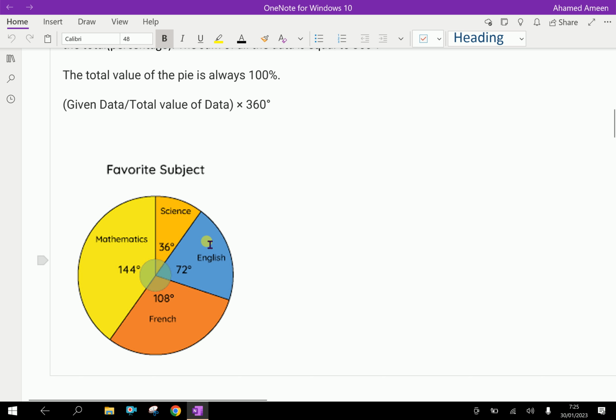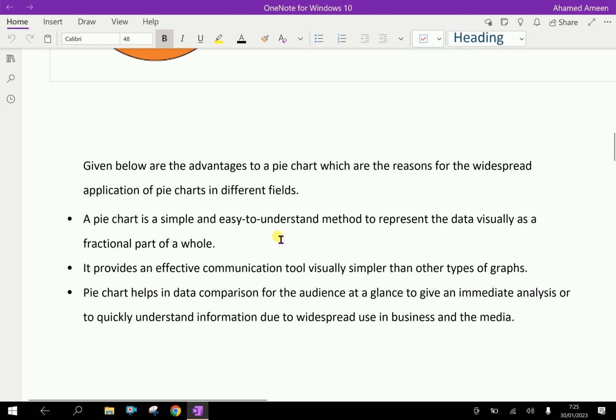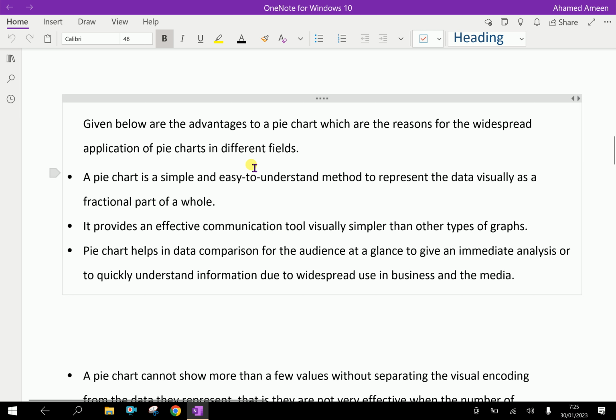Now each sector has a different color, for good appearance and easy understanding for viewers. So the pie chart is very useful in business management and the business environment. It is very useful and easy to understand, even for a layman. Now given below are some advantages of a pie chart, which are the reason for the widespread application of the pie chart in different fields.